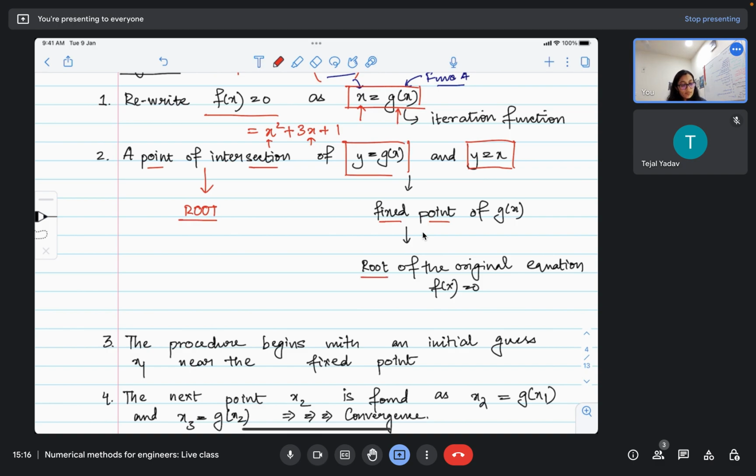Okay, and because this iterative method starts with that one fixed point where the two graphs have intersected, it has got its name in that way, that it is a fixed point iteration.